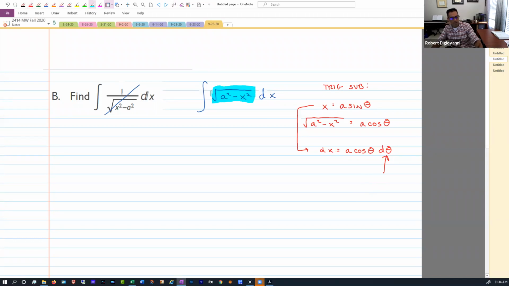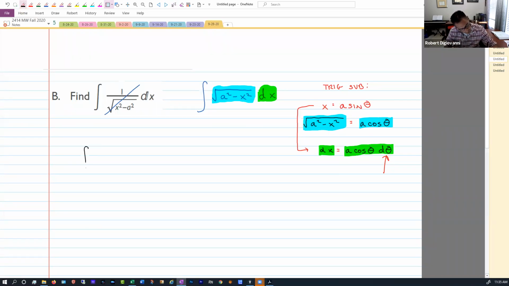We can replace the square root here with a cosine theta, and we can replace dx with a cosine theta d theta. Notice that there's nothing in the integrand where we're going to have to replace an x. So the green and the blue are the only parts that we need to actually substitute in.